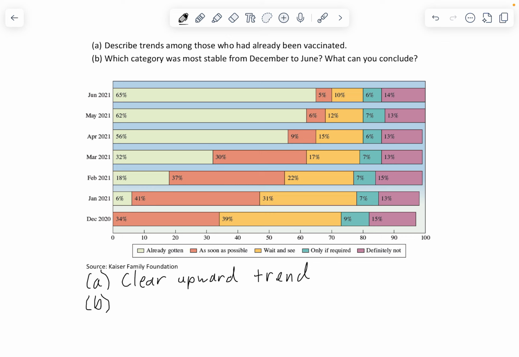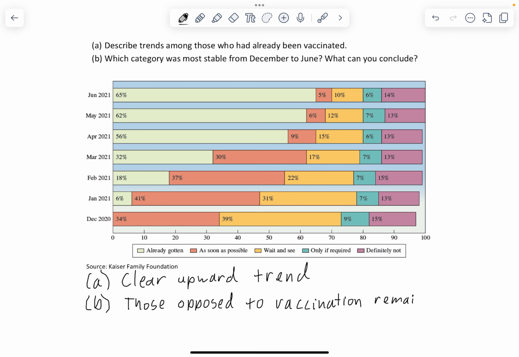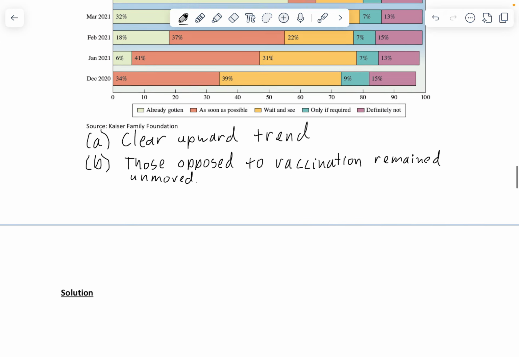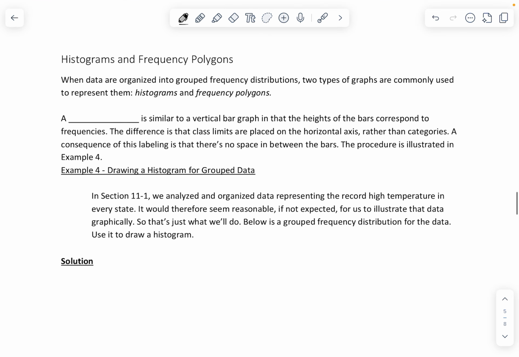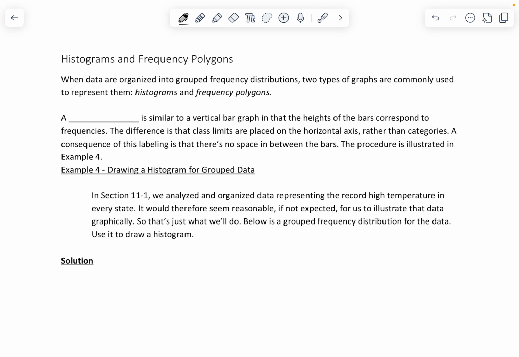that those opposed to vaccination remained unmoved as time went on. Okay, that's what we can most reasonably conclude from those categories. So we've already got the solution there. Let's move on and talk about histograms and frequency polygons.